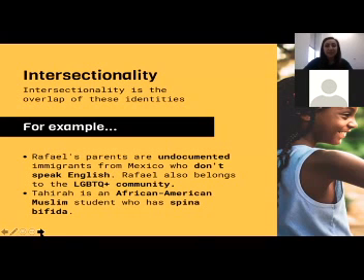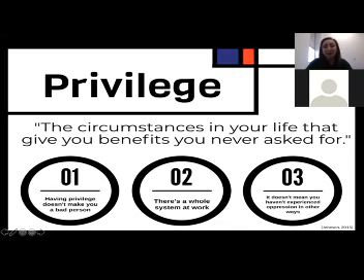Our next term is privilege. Privilege is a pretty hot button topic, and a lot of people tend to disregard this concept because they think that it means that you're not allowed to have problems if you're part of the majority group, and that's just not true. Everybody has individual struggles. What privilege actually means is that you're not systematically oppressed for your identity. There are not whole systems in place that disadvantage your group. There's an author, Maisha Johnson, who describes privilege as the circumstances in your life that give you benefits that you never asked for. And this goes hand in hand with intersectionality.